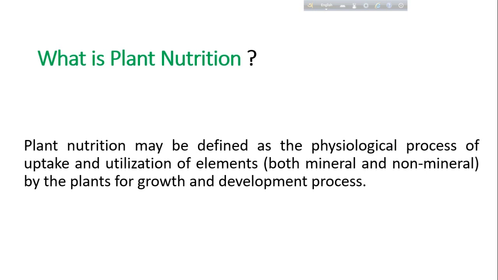So now come to the point of what is plant nutrition. Plant nutrition may be defined as the physiological process of uptake and utilization of elements. The elements are both mineral and non-mineral, used by the plants for growth and development process. Basically, it is the branch of physiology which deals with the uptake or absorption of nutrient elements by the plant for their growth and development process.